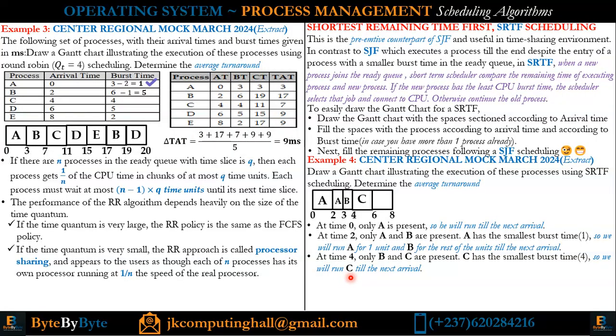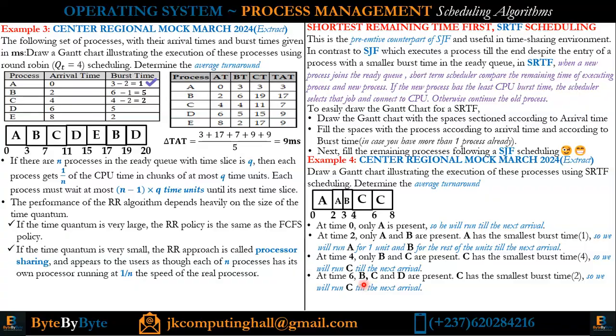At time 4, only B and C are present because A has already completed its execution. C has the smallest burst time because B has 5 while C has 4. So I'm going to execute C till the next arrival. As you can see, C has consumed 2 units, so C is now left with 2 units.